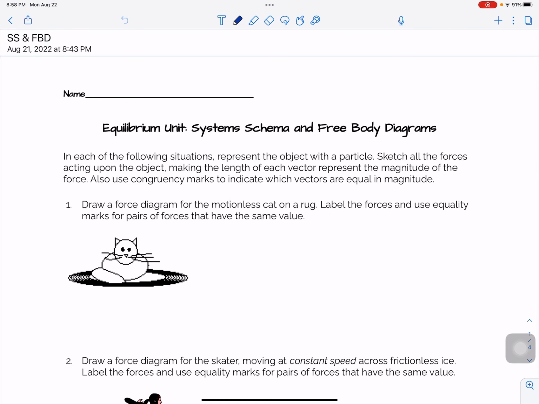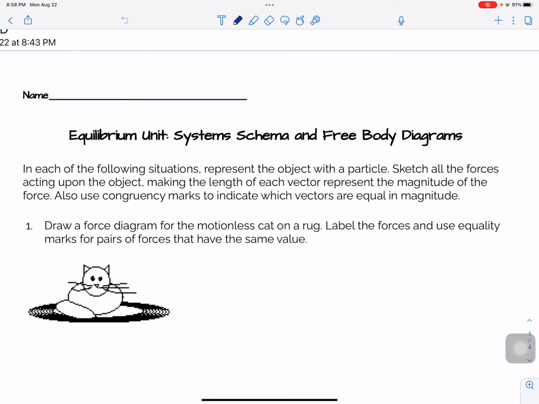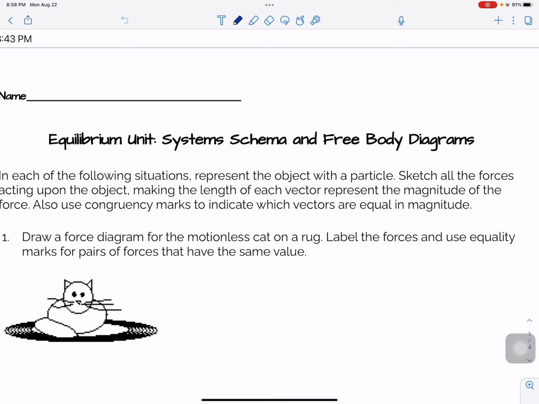I'm going to go through the answers to the first 5 problems, and hopefully as you watch me do this, the idea of system schema, or how to do system schema and free body diagrams, will become more clear. Now remember, our overall goal is to determine when a system is in equilibrium or not equilibrium, because that will then tell us the set of equations and assumptions we need to make in order to solve a problem. So we're starting with the very basic part of being able to figure out how to solve problems.